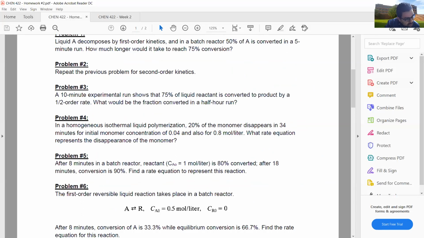Okay, so let's try to approach this problem. Let's go to the solving space here. Let me clear all my drawings and let's start writing again. So this is problem number 4, right? In a homogeneous isothermal liquid polymerization, we're being told that 20% disappears, so X is equal to 0.2 in 34 minutes. T is equal to 34 minutes for both. CA naught is equal to 0.04 and CA naught is equal to 0.8.